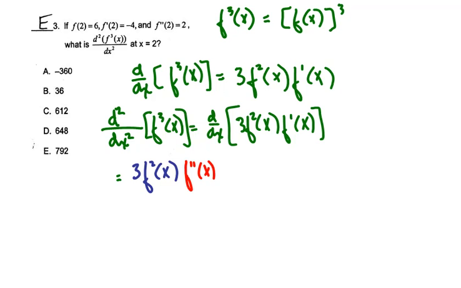So we have the first times the derivative of the second plus the second times the derivative of the first. And the second function there is just the first derivative, so it's the second times the derivative of the first. And the first function is 3f of x quantity squared, so we're going to bring down the 2.